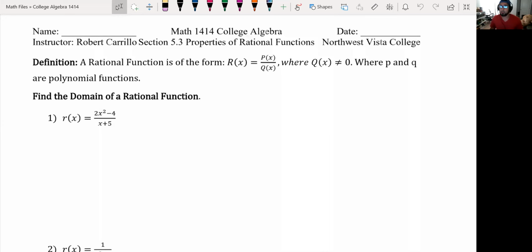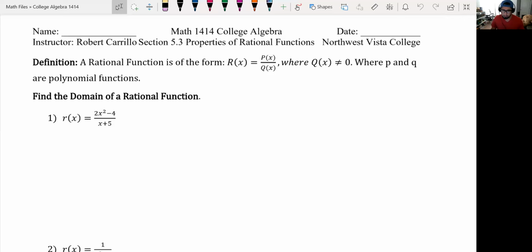Okay, so today is just about properties of rational functions. We will cover finding the domain of a rational function. Most importantly, we will cover what vertical asymptotes, horizontal asymptotes, and oblique asymptotes are, what an asymptote is, and how they are related to rational functions. Then this will lead us on to 5.4 and 5.5 when we start graphing rational functions.